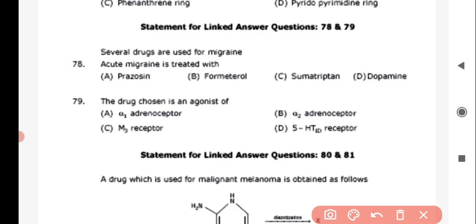The next statement is, several drugs are used for migraine. Now the question is, acute migraine is treated with, and the correct answer is option C, sumatriptan. Next question is, the drug chosen is an agonist of, and the correct answer is option D, 5-HT1D receptor.